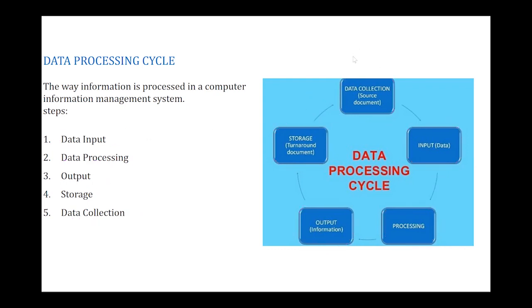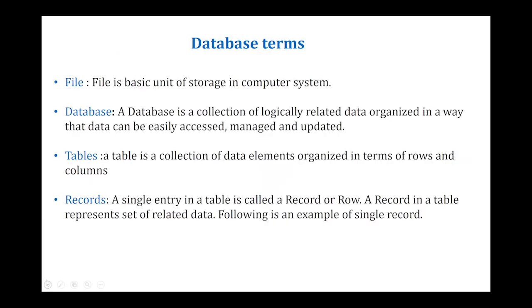So now let us see what the different terms used in the database are. Now that we know the data processing cycle, what a database is and all those things, for the future classes we will be learning things in depth. So for that we should know what the different terms we use are. The very first one is file. File is the basic unit of storage in the computer system.